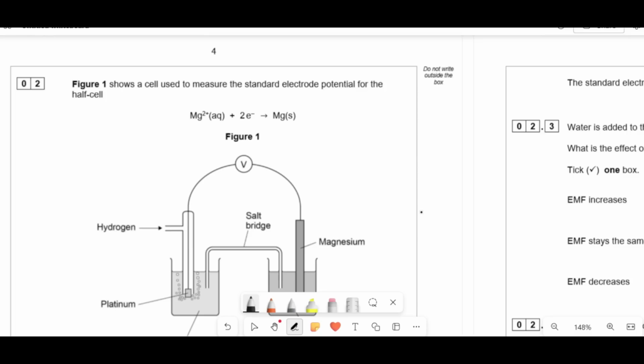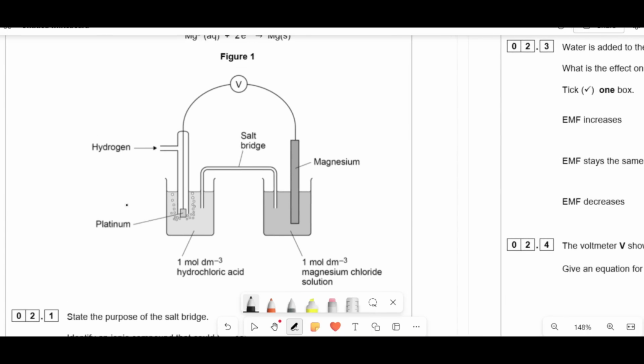Okay, so figure 1 shows a cell to measure the standard electrode potential for the half cell, and it's this half cell here. So we've got Mg2 plus being reduced into magnesium. Great. So here we've got our nice hydrogen, we've got platinum, and all of this stuff going on here. Now, just as a side note, you might be wondering why we use platinum.